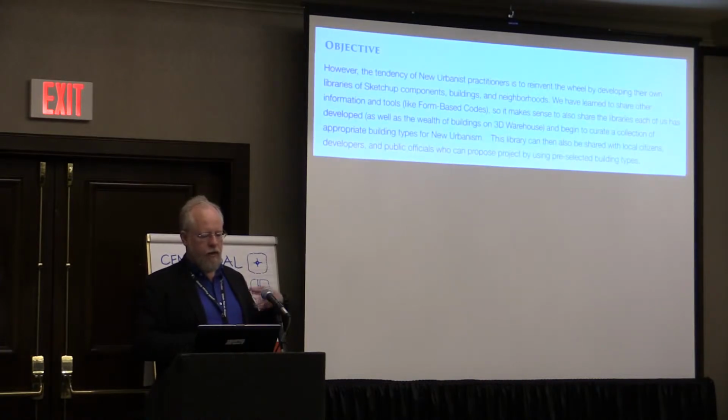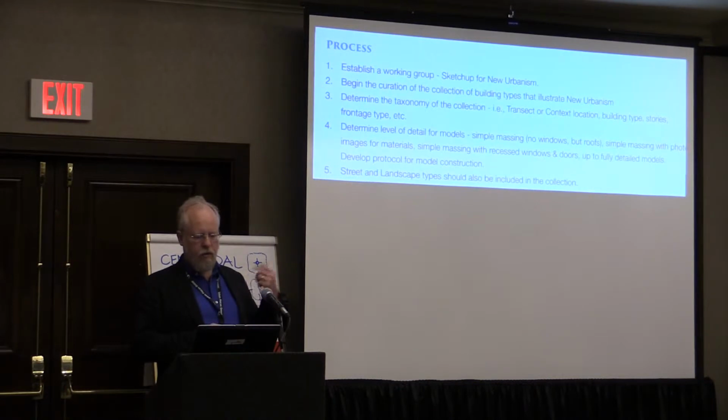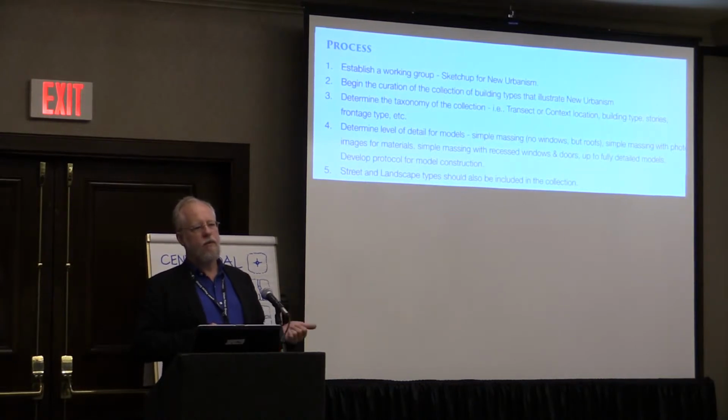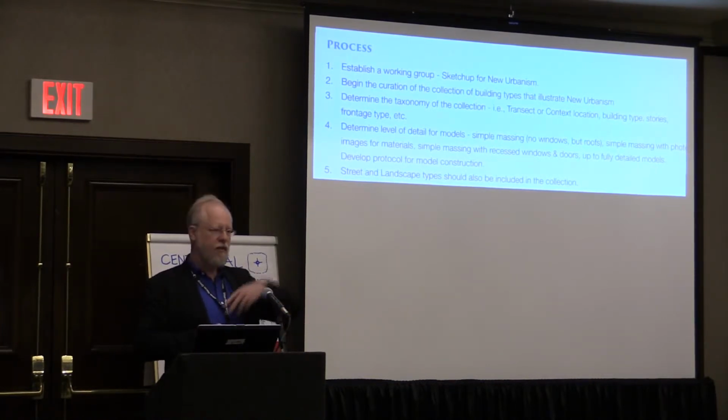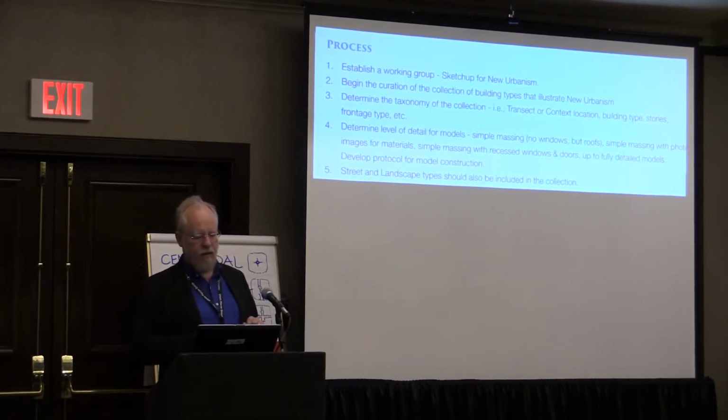So the idea is to curate a library of new urbanist types in the 3D Warehouse that is organized by transect, by size, by DUs per acre, by whatever, that are generally simple models, not the simplest, but roofs, little indication of doors, that everybody can share. And so the idea is we establish a working group, SketchUp for the New Urbanism. Last night I set up a Google Groups page, a library on 3D Warehouse, and a Facebook page, so you can start just tossing things in there for now.